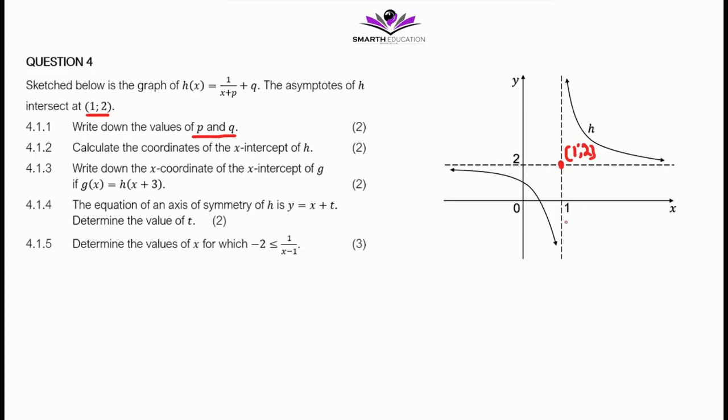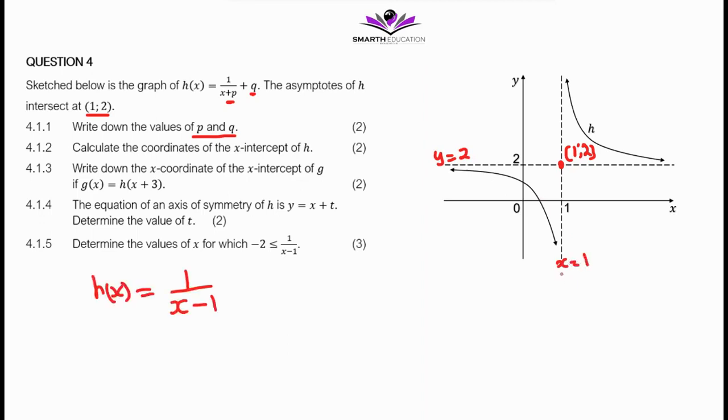Remember that the vertical asymptote is where we get the value of p, and from the horizontal asymptote, that's where we get the value of q. The horizontal asymptote is y equals 2, and the vertical asymptote is x equals 1.